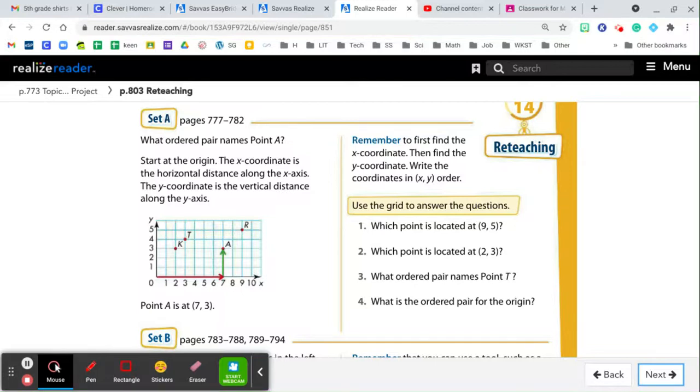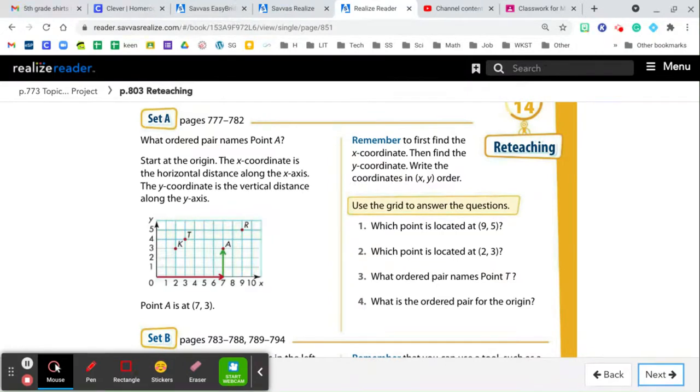All right, today we're going over the reteaching for topic 14, graphing points on the coordinate grid. For set A, which goes with pages 777 and 782, remember the first is the x coordinate, then find the y coordinate. Write the order in xy order. Which point is located at 9, 5?